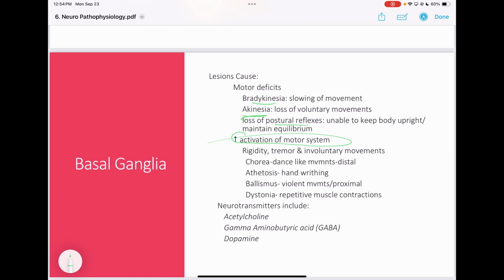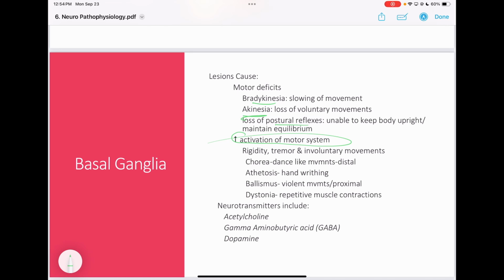It's like a rigidity, tremor, involuntary movements, chorea-like dance movements where they start twitching and they can't control it. That's chorea. They have no control. They can be violent in their flailing. It could be the arms or legs, either one.